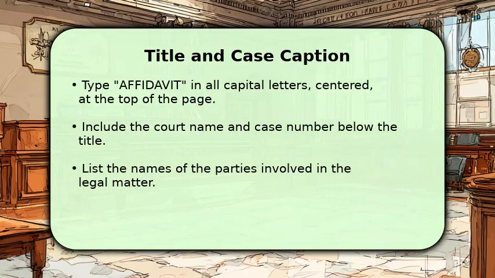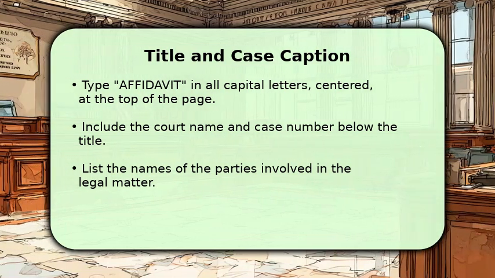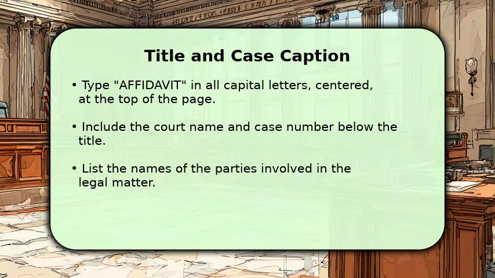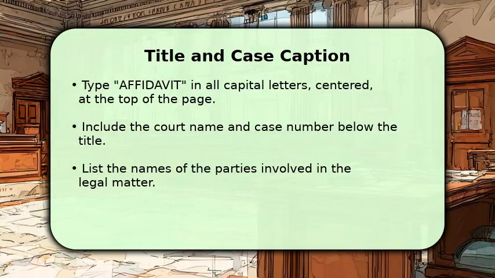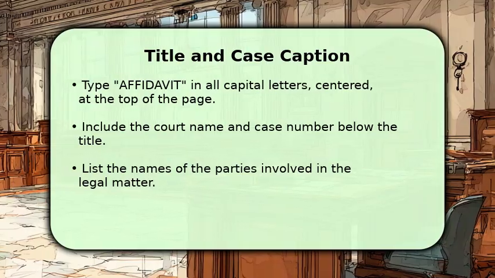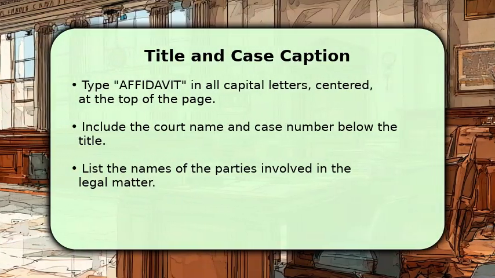Below this, include the full name of the court where the affidavit will be filed, for instance, the district court for your county. Then, add the specific case number and the names of all parties involved in the legal action, properly designating who is the plaintiff and who is the defendant, aligning this information to the left margin.